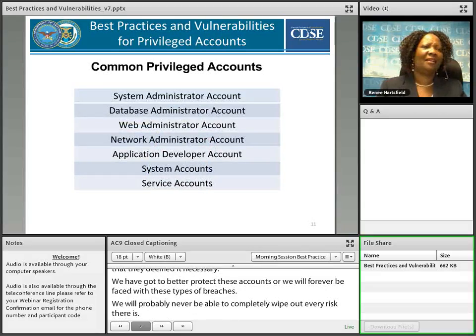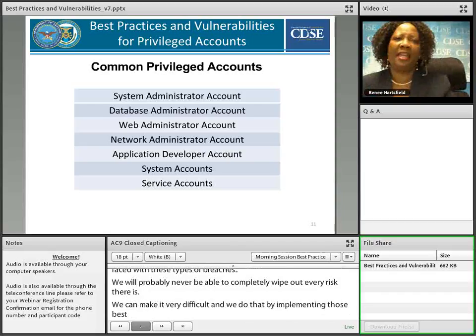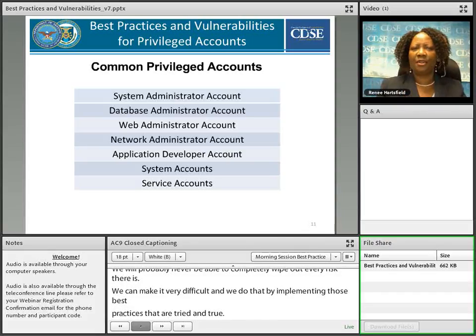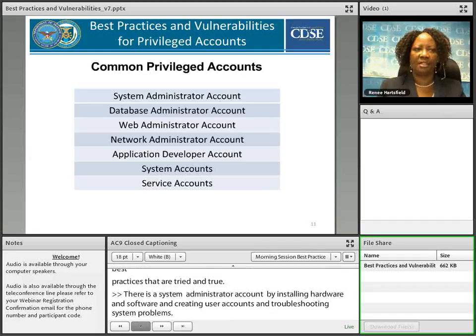Let's take a look at some common attacks with elevated privileges. There is a system administrator account that's used to administer the system, like installing hardware and software, creating user accounts, and troubleshooting system problems. There are also web administrator accounts that are used to maintain the web applications and services, and the network administrator account that is utilized in maintaining the network infrastructure, such as the routers, the hubs, the switches.